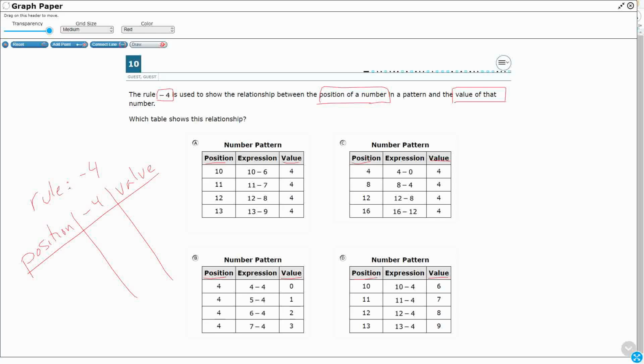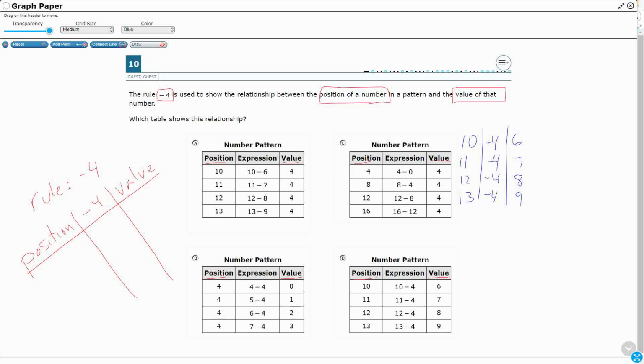All right, so let's take a look at this. We need to find the table that shows this relationship. And let's just think, if we take the position and we subtract 4, because that's our rule, we should get the value. So let's start looking at A, and we'll see what we're dealing with. So we've got 4 positions here. We've got 10, 11, 12, 13. So I'm going to write those down right here. 10, 11, 12, 13. All right, so if I -4 each of these, I should get 10 minus 4 is 6, 11 minus 4 is 7. We're just going up by 1, so that's 8, and that's 9.